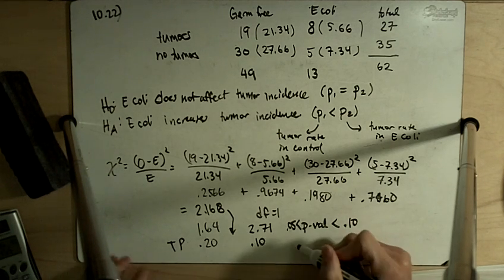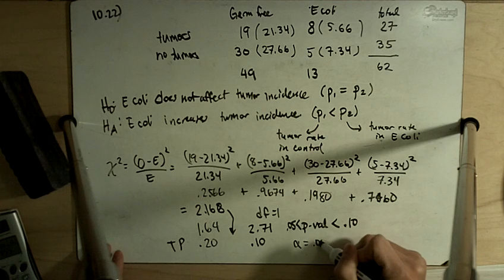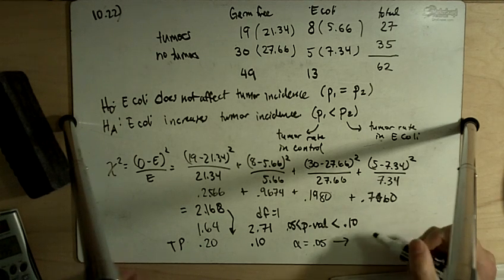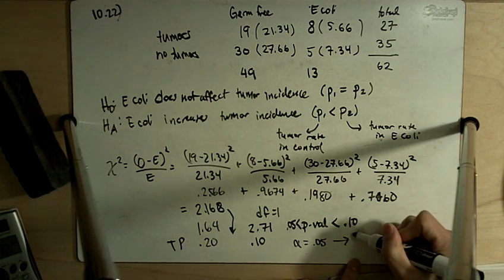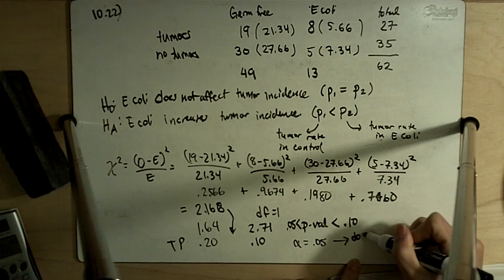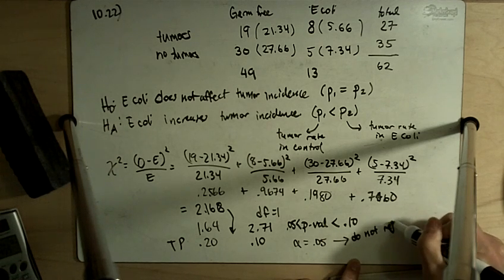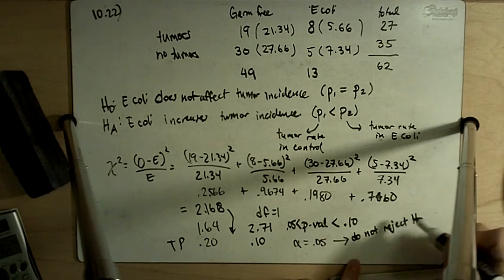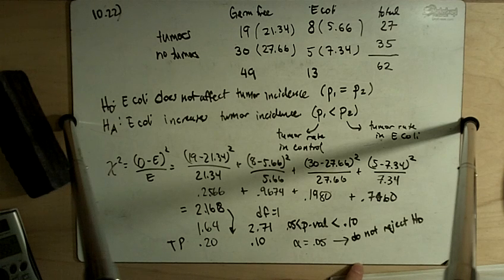Okay, if we use alpha equal to 0.05, then that means we do not reject the null hypothesis. So we do not have evidence to show that E. coli increases the rate of tumors.